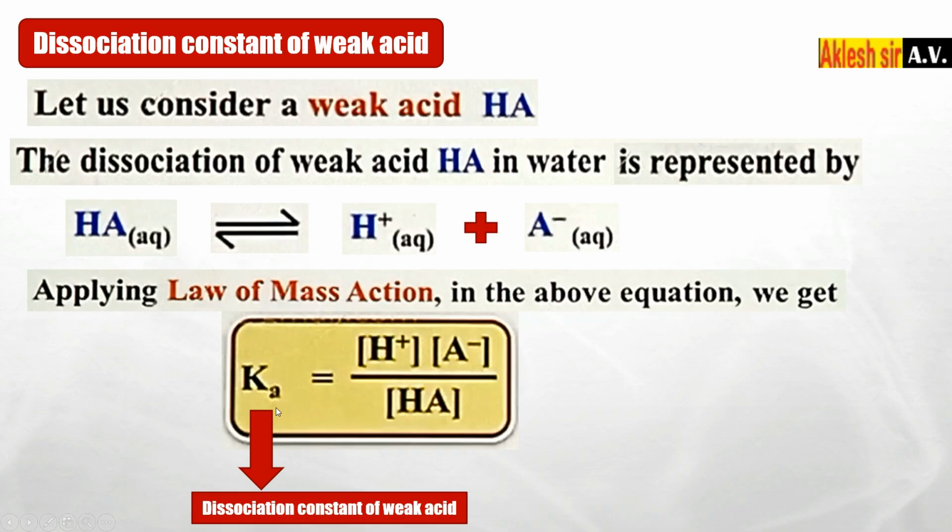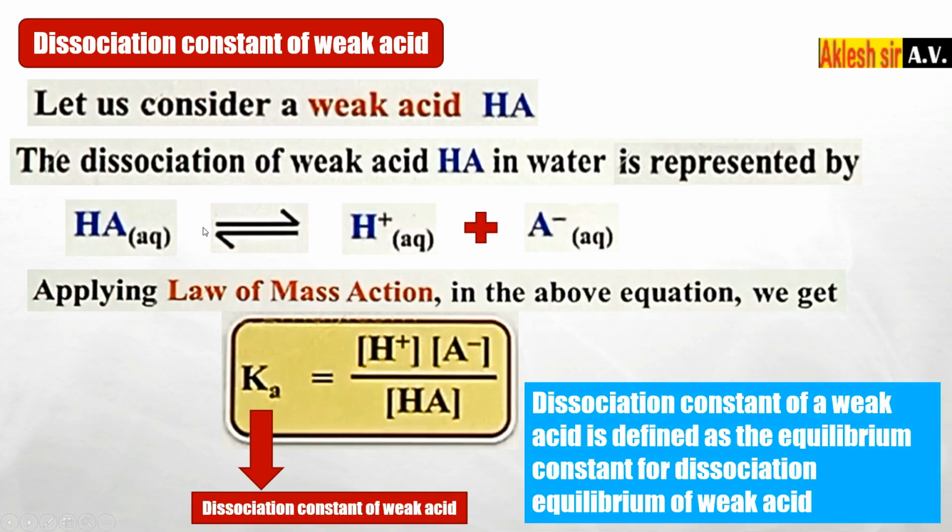So what will be the formula? Ka equals H plus into A minus, in square brackets, which is the concentration sign, upon HA concentration. The dissociation constant of a weak acid is defined as the equilibrium constant for the dissociation of the weak acid HA.